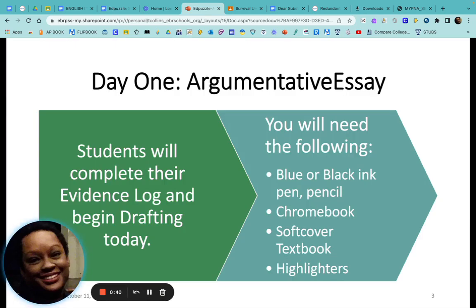Okay, students will complete their evidence log and begin drafting today. This is day 1 of your argumentative essay, and yes, I do see that typo at the top. You will need the following: a blue or black ink pen or a pencil for marking the text, note-taking, annotations, etc. You will need your Chromebook for lessons 3, 4, and 5.1. You will need your soft-covered textbook to review your notes for lessons 3 and 4, and highlighters are optional.